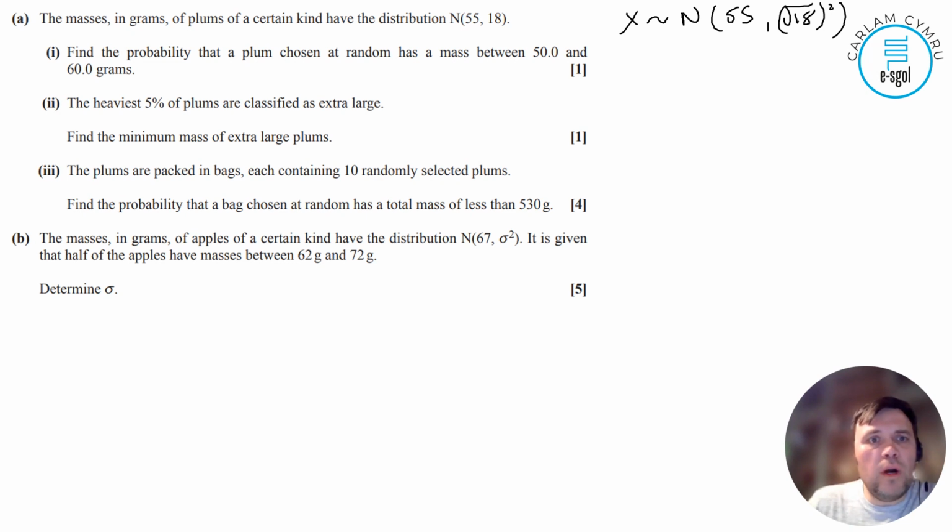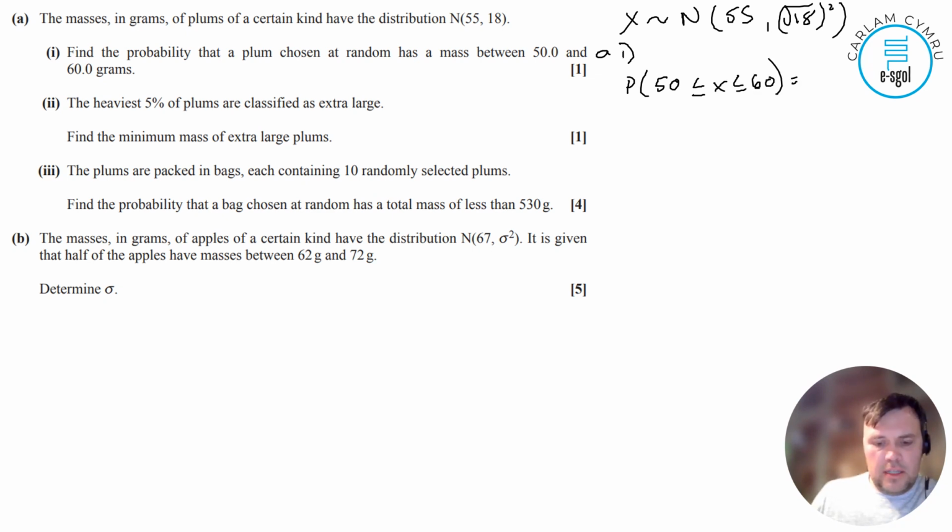So question 1, find the probability that a plum chosen at random has a mass between 50 and 60. So for A part 1, the probability that it is between 50 and 60 grams, P(50 < X < 60), is equal to 0.76. And again, this is just taken from the calculator. Sorry, 0.761 to 3 significant figures.